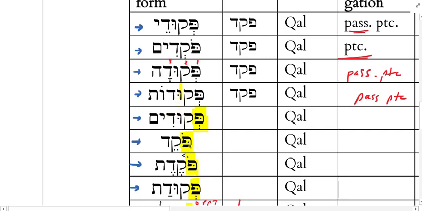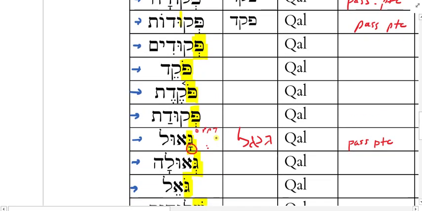Look at pokad. How do I want to translate that? Appointing, because it's active. I've got the holem with root one. Appointing. Pokedit? Appointing. Pukudat? Is it active or passive? Passive. Got the shurik, so it's appointed, but it's in the construct. So, yeah, appointed of, or maybe the appointed woman of the city.